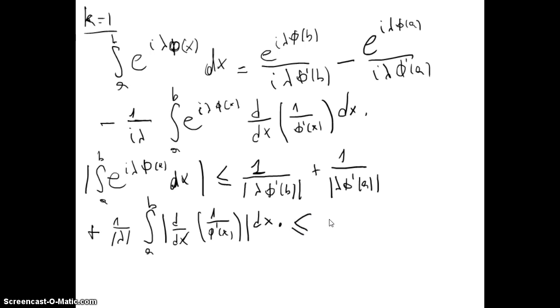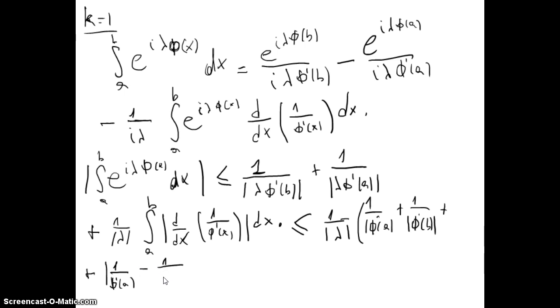this will be less than or equal to, okay, now we take a common factor of 1 over lambda, and this will be multiplied by the absolute value of 1 over phi prime(a) plus 1 over phi prime(b), plus the absolute value of 1 over phi prime(a) minus 1 over phi prime(b). Okay, and I close the parentheses.